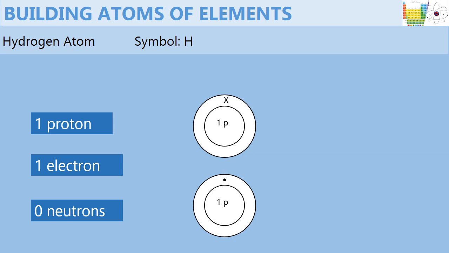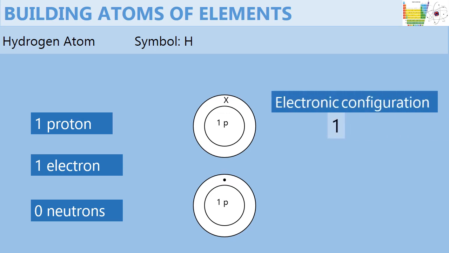Now, there is something we talked about called the electron arrangement or electron configuration, which is just the distribution of electrons in the energy levels. Since we have only one electron in the energy levels, the electron configuration of hydrogen is 1.